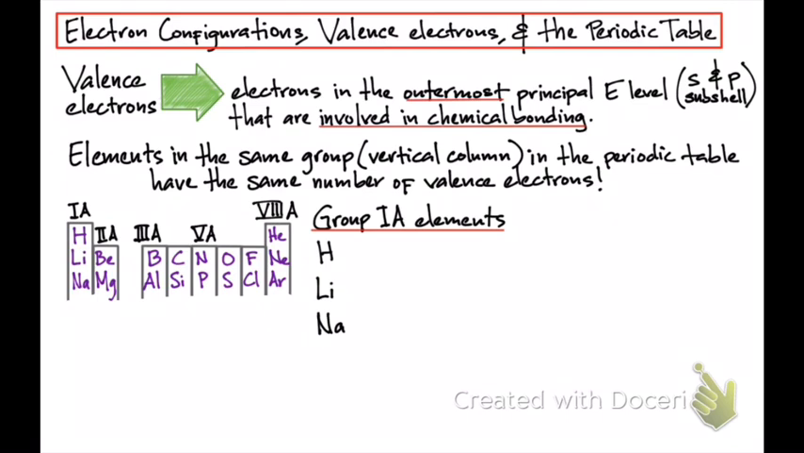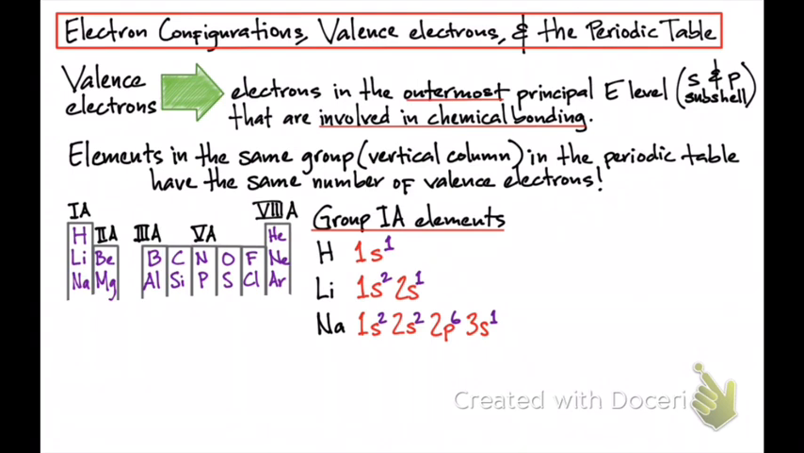Looking at the first group of elements in the periodic table, we have hydrogen, lithium, and sodium. Let's write out their electron configurations. For hydrogen, it's 1s1, because hydrogen has 1 electron. For lithium, it's 1s2, 2s1. For sodium, it's 1s2, 2s2, 2p6, 3s1.